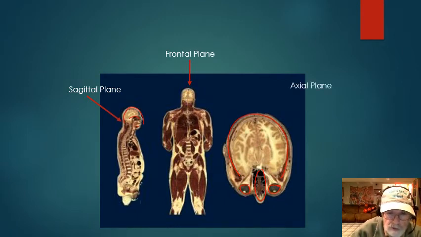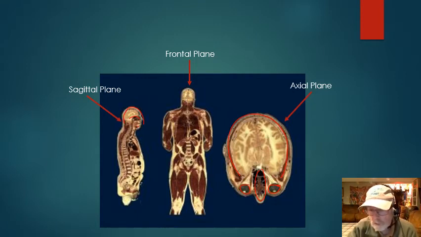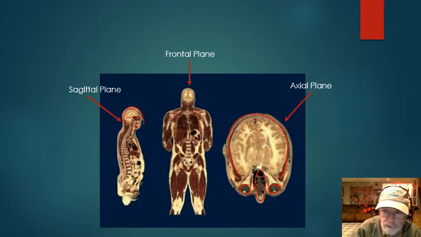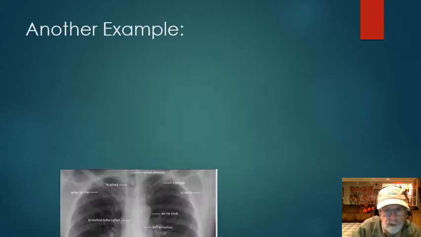Okay. So sagittal plane. Let's get that arrow in there. Sagittal plane, sometimes called mid-sagittal. That's fine. Frontal plane, also called coronal plane. And axial plane, also called transverse plane. Okay. Now let's take another example.